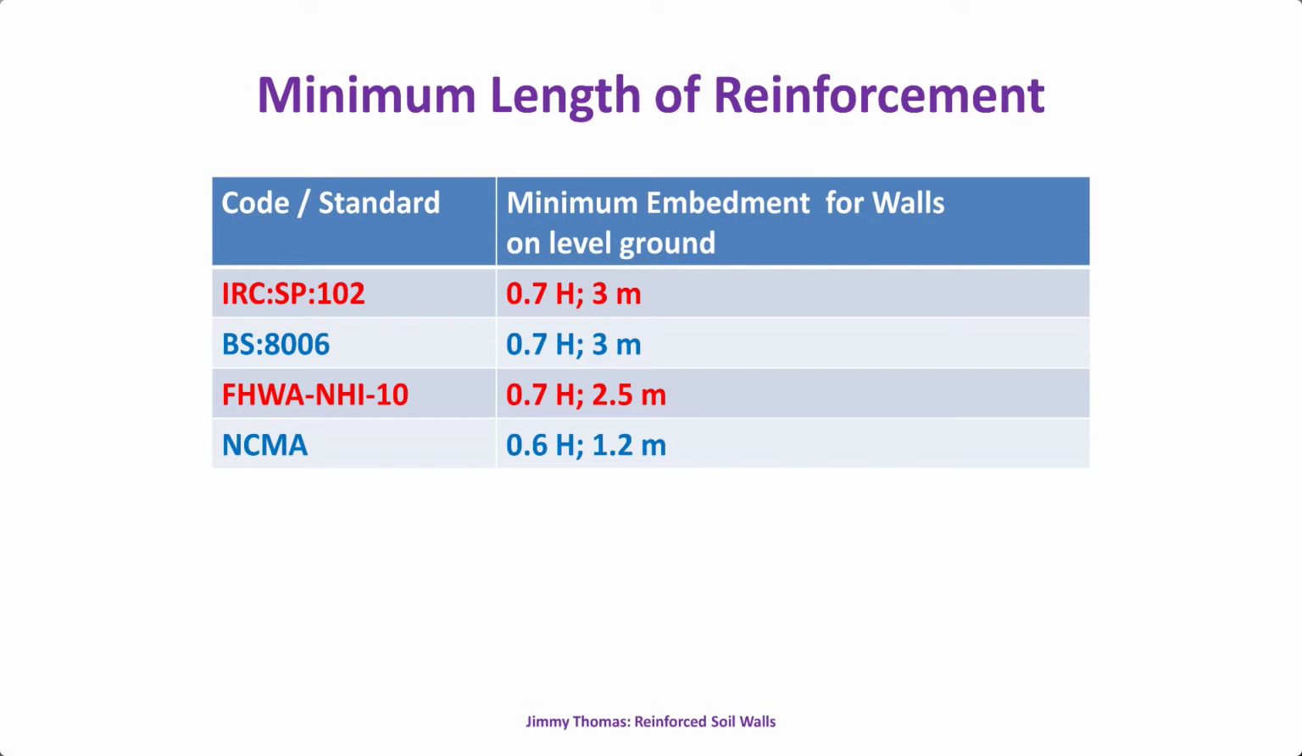Then coming to the minimum length of reinforcement. Normally the minimum is 0.7 times the height of the wall. That is the minimum. Only NCMA gives slightly less. As I mentioned earlier, these are for private structures, so we can take a little more risk to get economy. Whereas for transportation structures, it is minimum 0.7 times height or 3 meter. That means if it is a 2 meter high wall, 0.7 times 2 is 1.4, but still we'll have to provide this minimum 3 meter. We cannot have less than that.